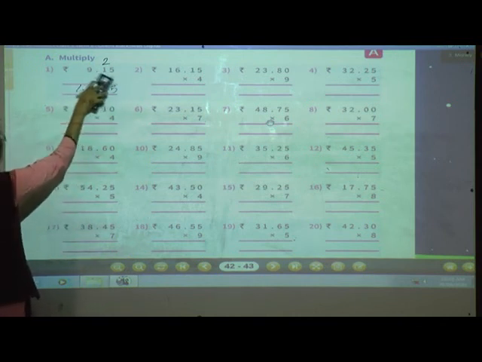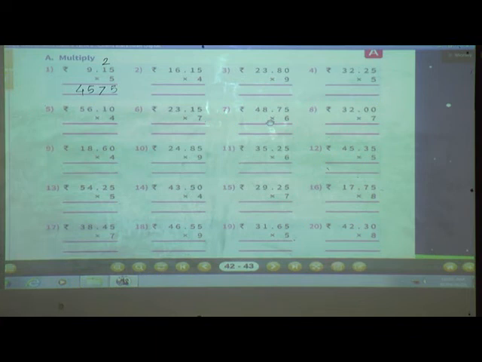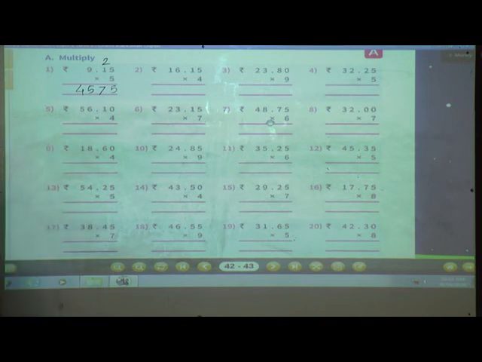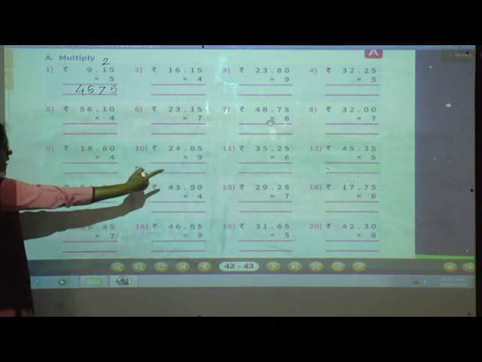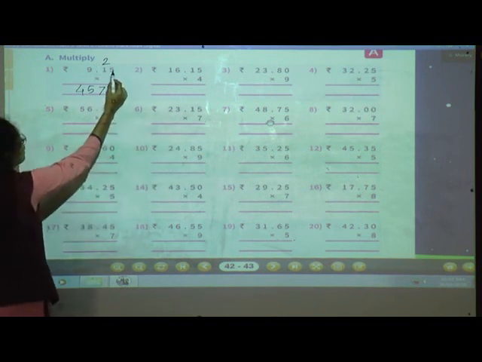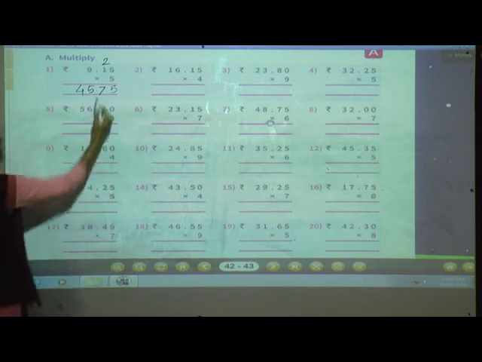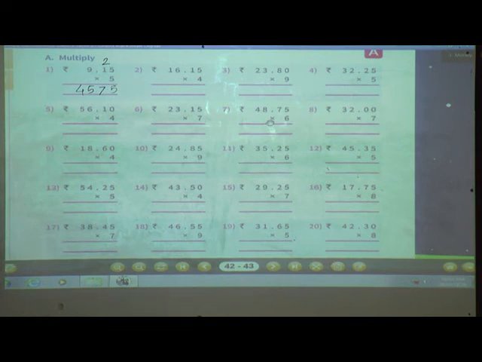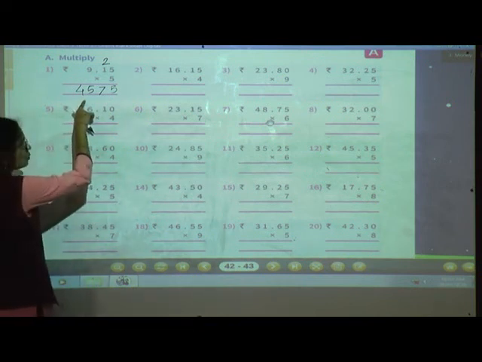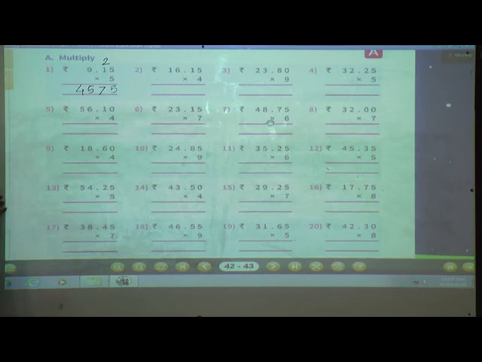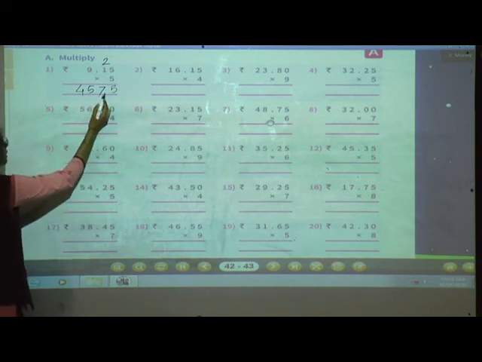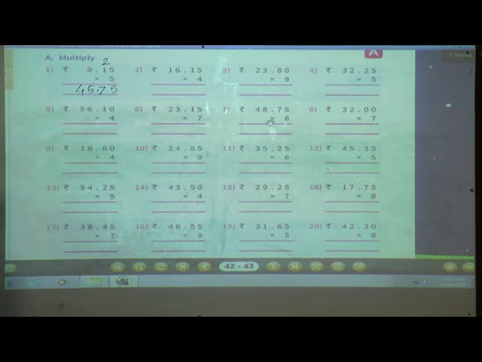Now it's time to give a dot. Where will you give the dot? See this amount, 9.15. In this 9.15, from the right side you have to count how many digits are there. 1, 2. See here, before the second digit the dot is there. So in the answer also we have to give a dot before the second digit from the right. So from the right, which is the second digit? 7. So before 7 we have to give the dot.